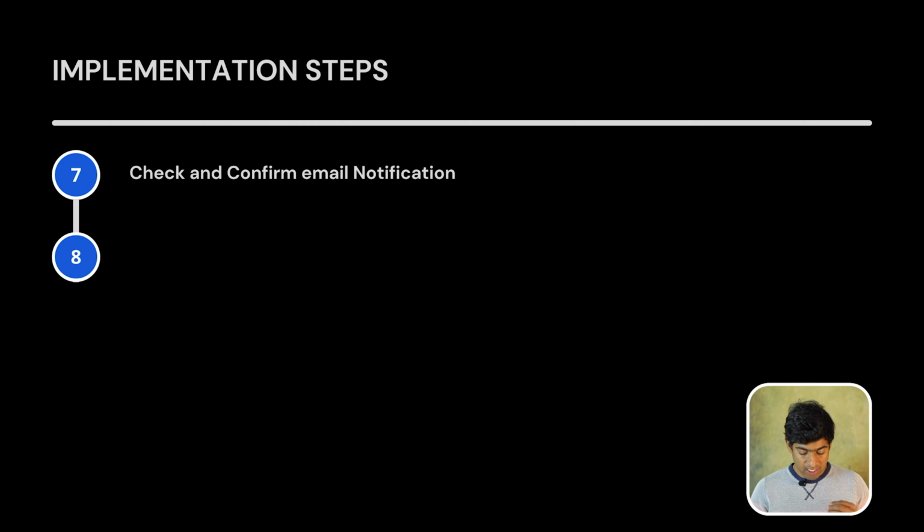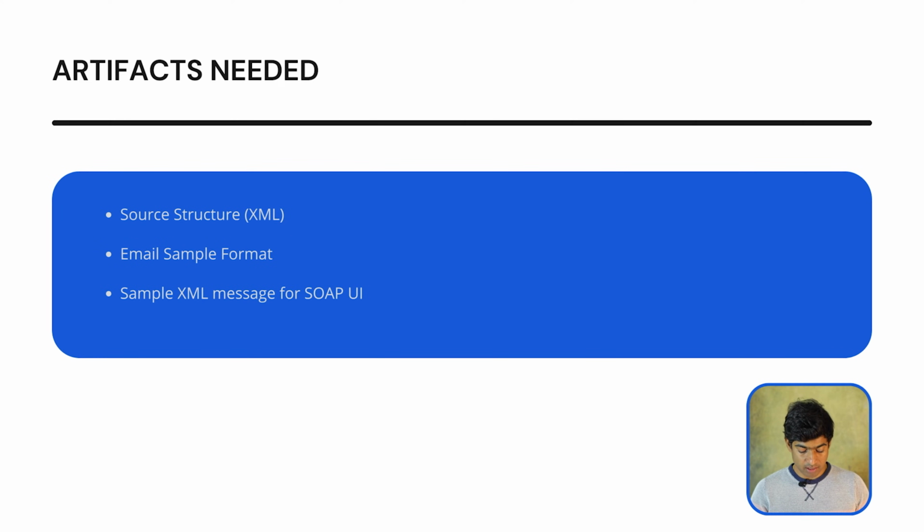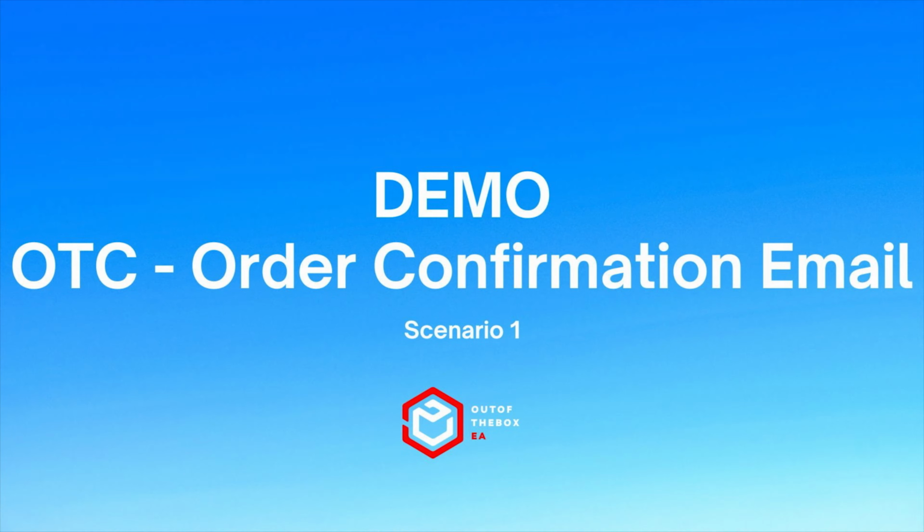Then we can check and confirm the email notification. Finally, I will conclude the demonstration by explaining the difference between sync and async communication of the SOAP adapter. For this demonstration, you need the following artifacts: a source XML, a sample email format, and a sample XML message for SOAP UI testing. Let's now jump into our first real-time scenario, order confirmation email.